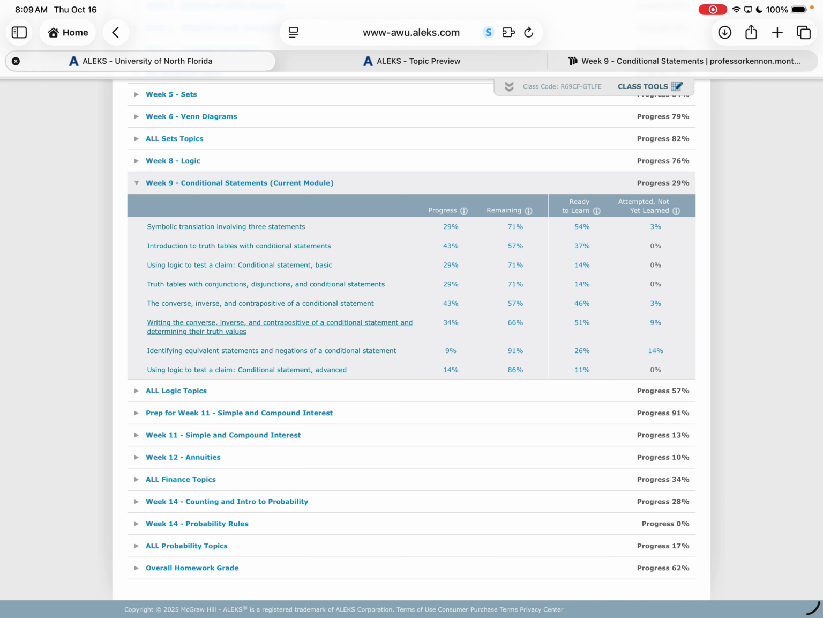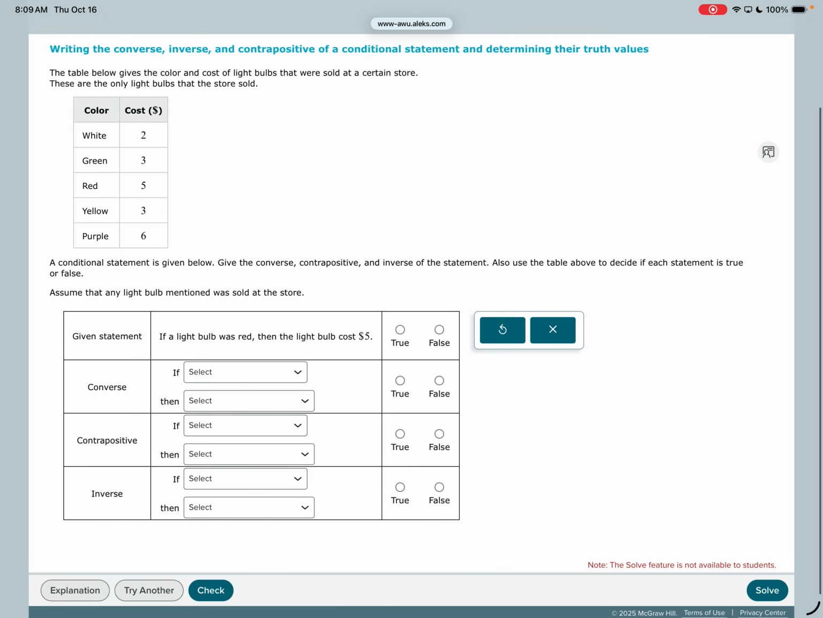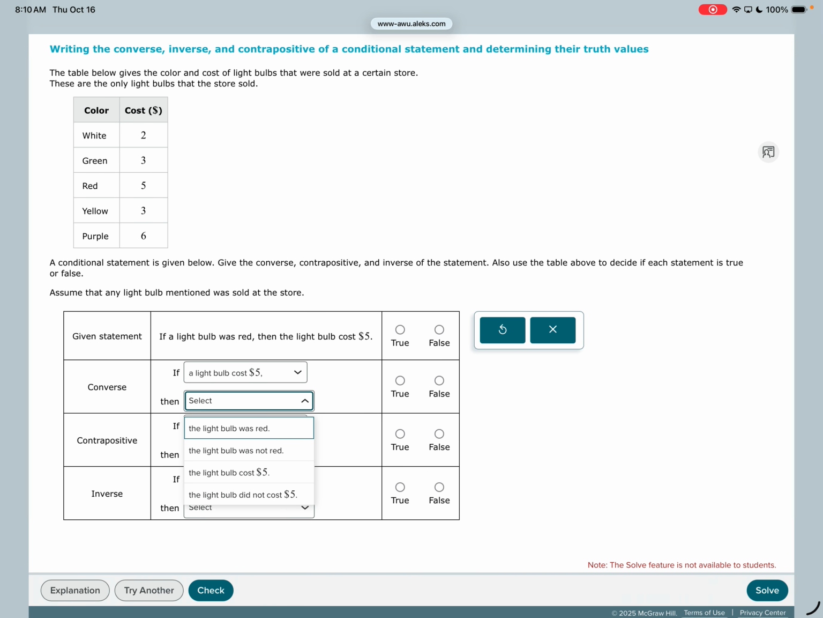Oh, yeah, this one here, determining their truth values. All right. So the table below gives the color and cost of light bulbs. The given statement, that's the original. If the light bulb was red, then the light bulb costs $5. So the converse would be you flip it. So the light bulb costs $5. The light bulb was red.